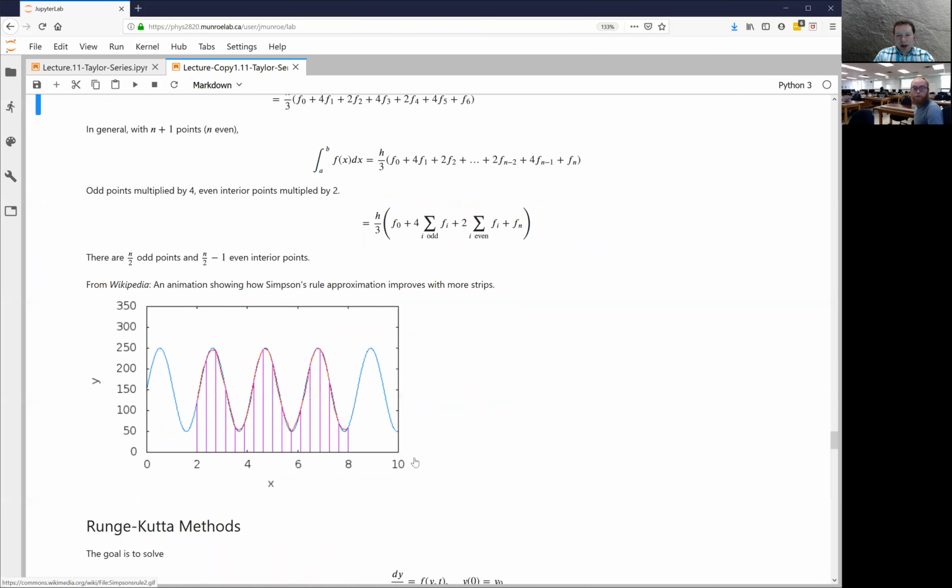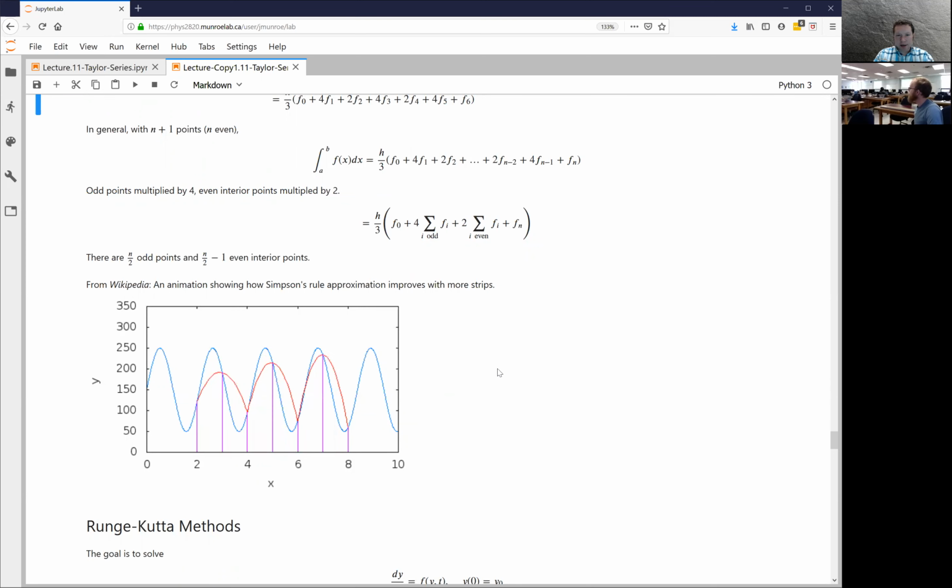Wikipedia has a nice little diagram of what this looks like. Basically, these red lines are the different parabolas that are approximating each piece. One of the things we could do, and I think we should do, is discover what the error is associated with Simpson's rule. So look forward to this on either the lab next week or an assignment question. I will get you to write some code that implements Simpson's rule and discovers what its error is. That is, how does the error decrease with h?